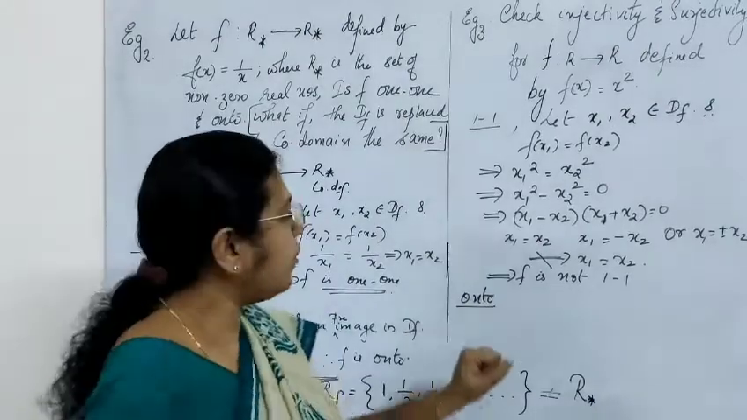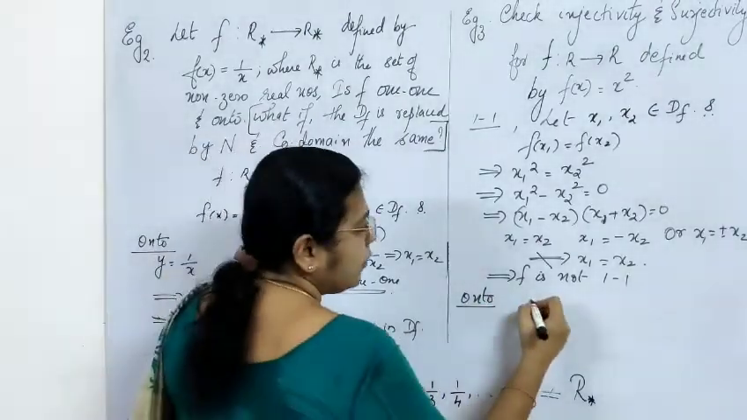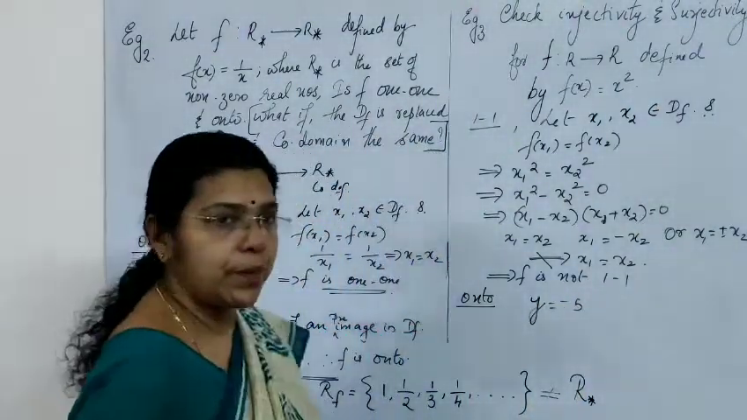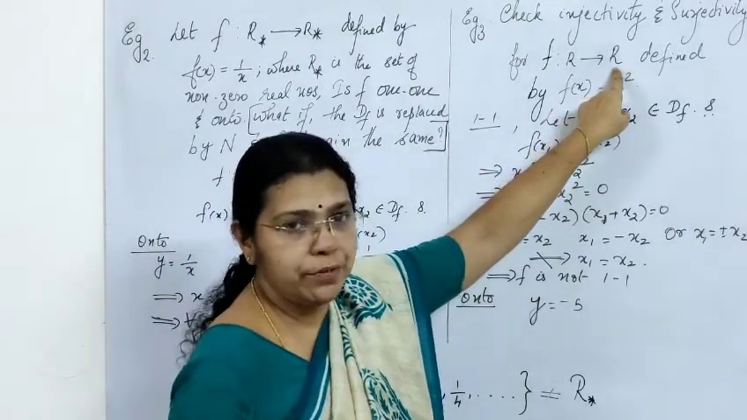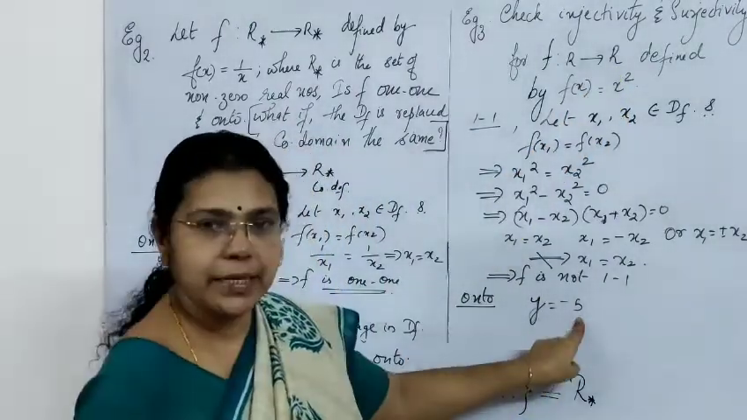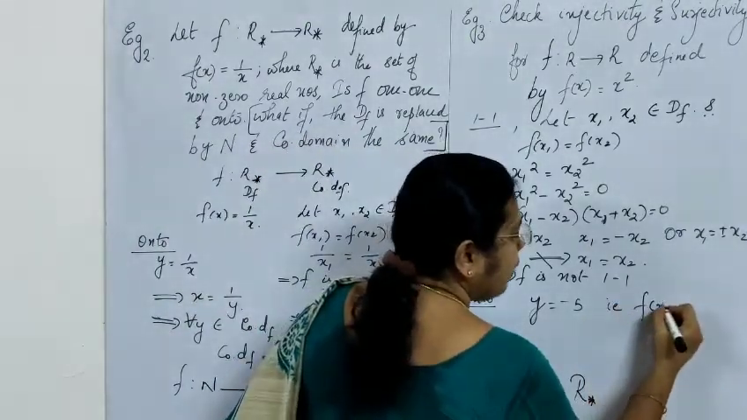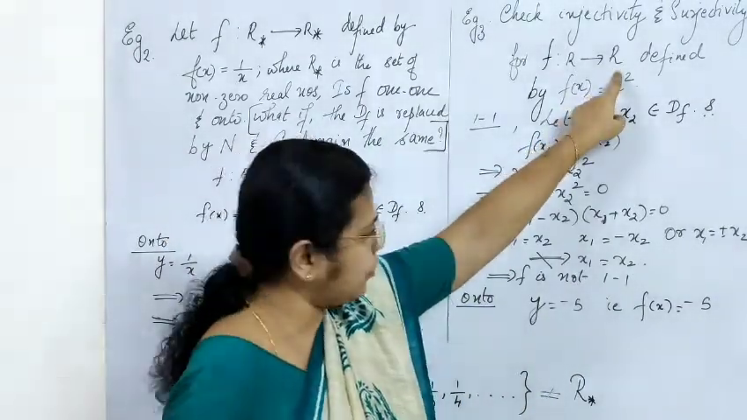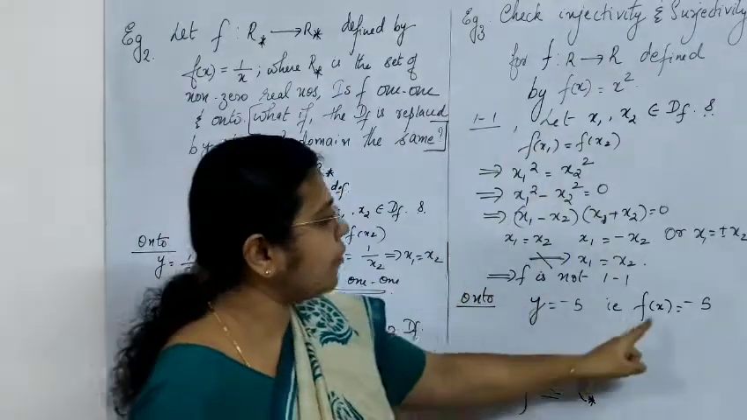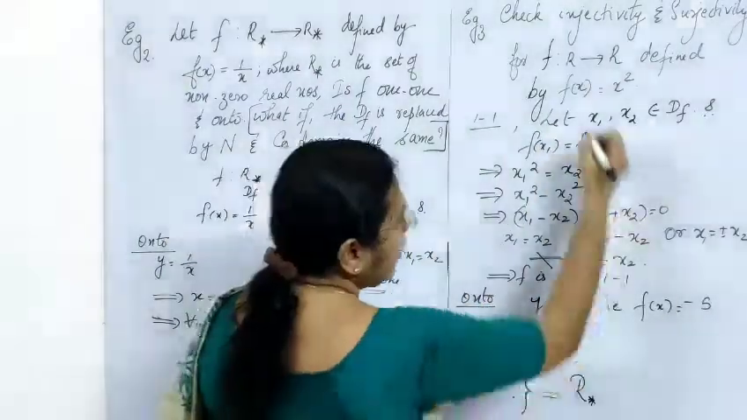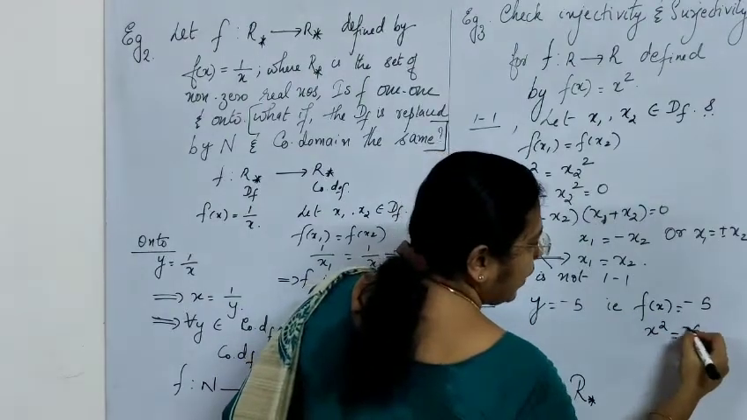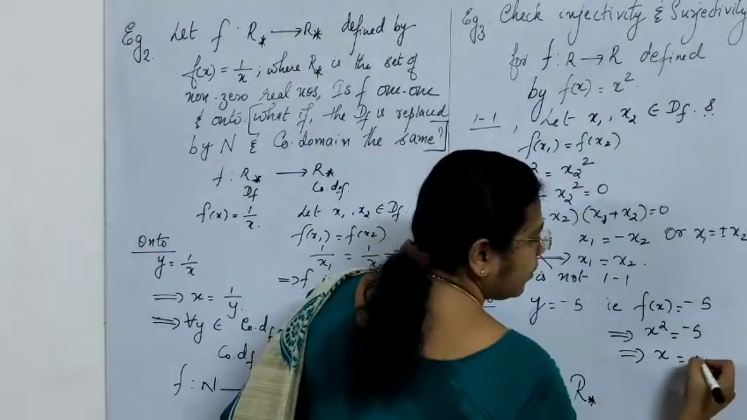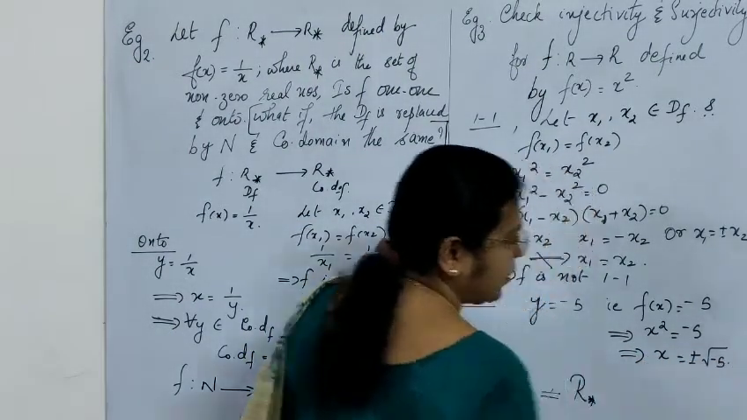Now let's check for the function to be onto. Consider the value of y equal to negative 5. Where does this y value belong? Y belongs to the codomain of the function, right? Y is equal to negative 5. That is, I can write f of x is equal to negative 5, because y is an element that belongs to the codomain of the function. What is f of x here? x square. That implies x square is equal to negative 5. So, what is x? x is equal to plus or minus root of negative 5.